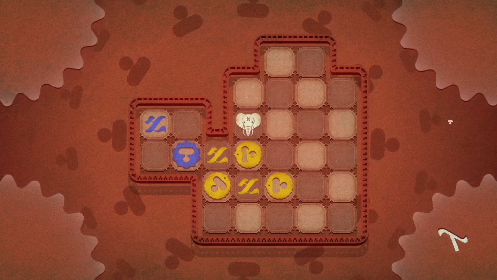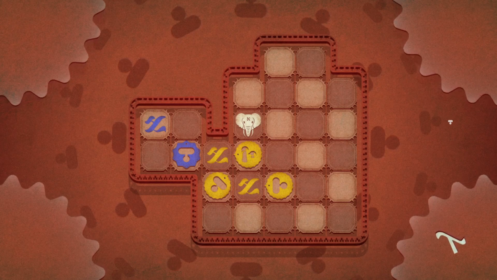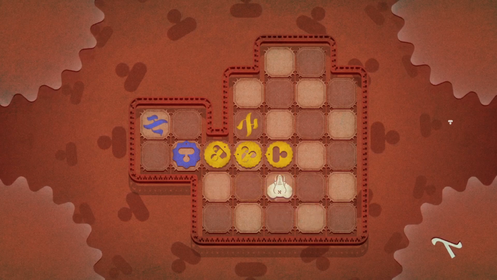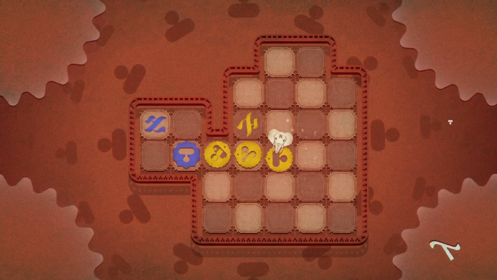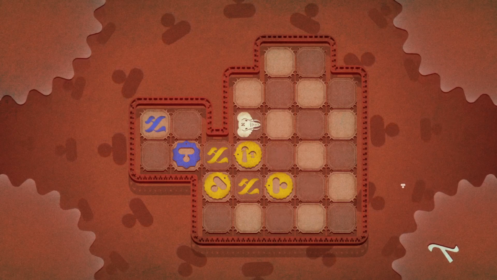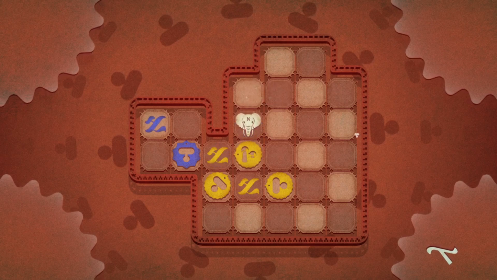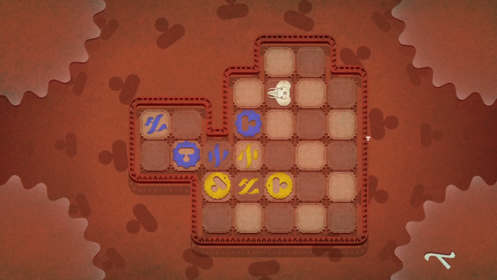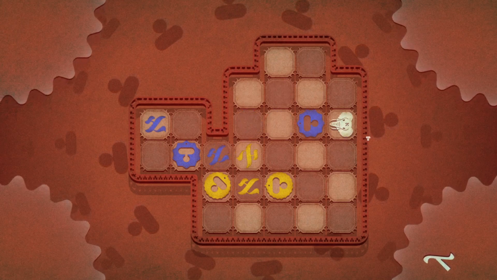I can do something like that. That's a temporary sacrifice to make it so that things can be pulled out a bit more. If a connection like this were to occur, I could push this to the right and pull everything out. That doesn't seem very easy.